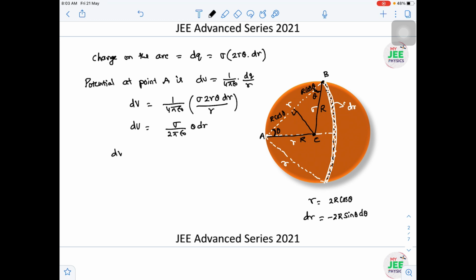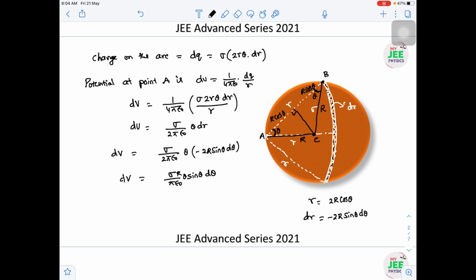Then the potential at that point is sigma by 2 pi epsilon naught, theta into dr, and the dr term is minus 2R sin theta d theta. Actually, this should not be negative. Mathematically we are getting negative here, but actually it should be positive. Why? Because we have taken the positive charge, so at point A it should be positive potential. That's why I am taking the magnitude, because I am calculating purely potential, which is a scalar quantity. So I can write sigma R by pi epsilon naught, theta sin theta d theta. So this is the potential at point A.